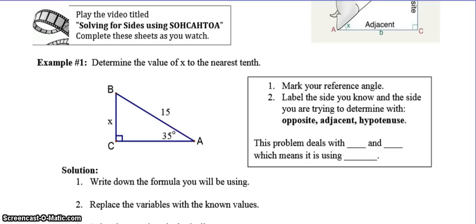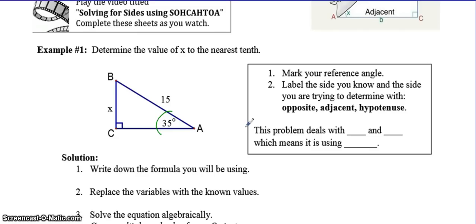The very first thing you need to know is where your theta is. So you're going to mark your reference angle, which is right there. That's where my theta is. The next thing you're going to do is to label the side you know and the side you are trying to determine with either opposite, adjacent, or hypotenuse.